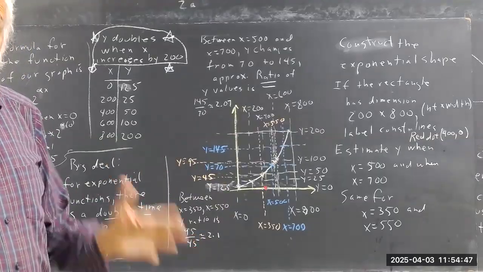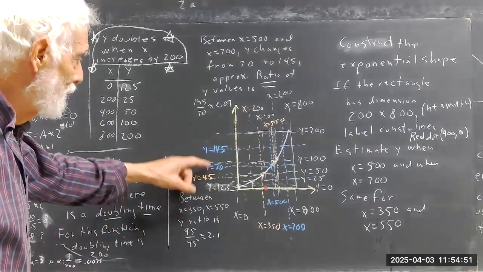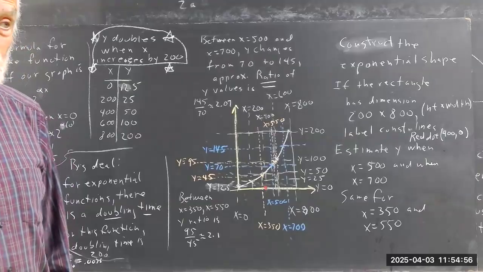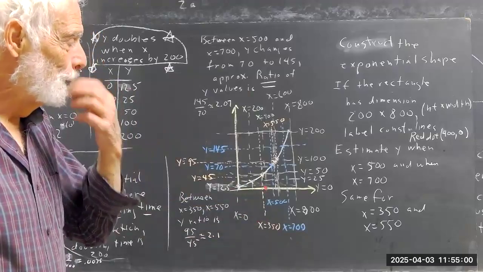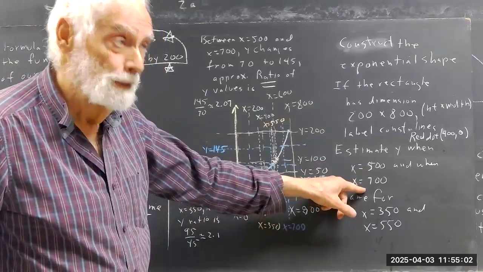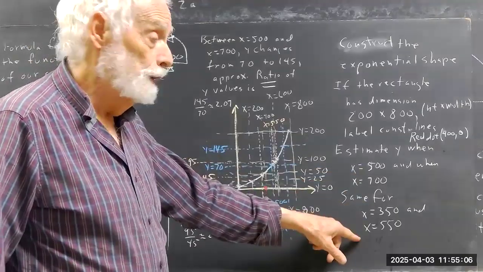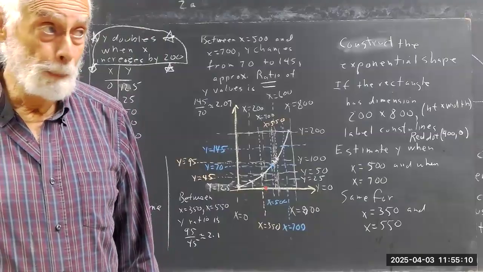Still going to be close to double. If you do this graph even halfway carefully and do decent estimates, your ratio is going to be close to 2. For any 2 points that are separated by 200, because you notice 500, 700 are separated by 200, right? 500, 350, and 550 separated by 200. Okay?